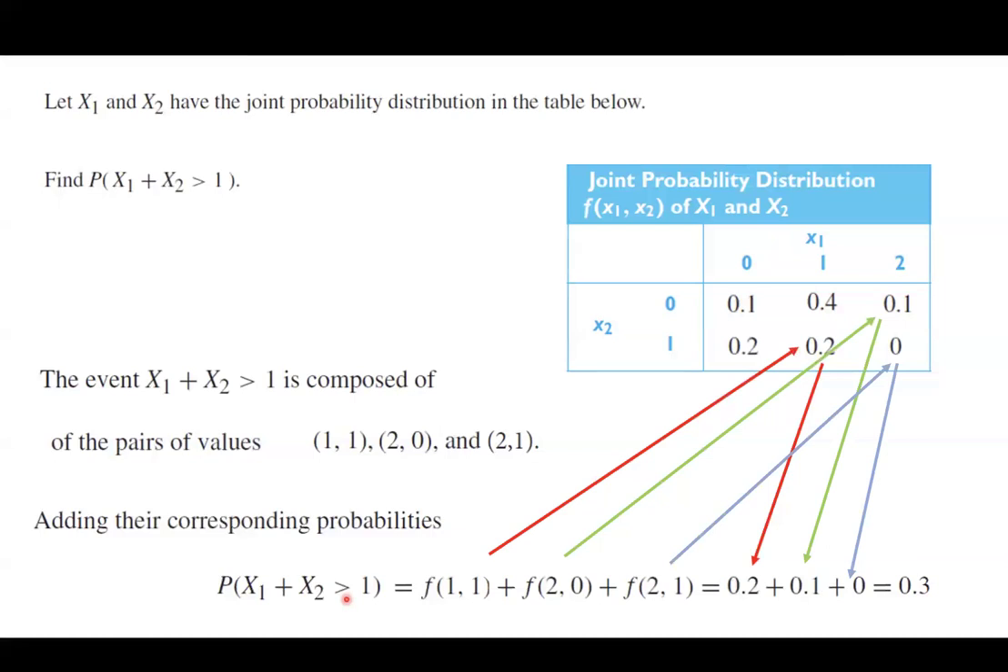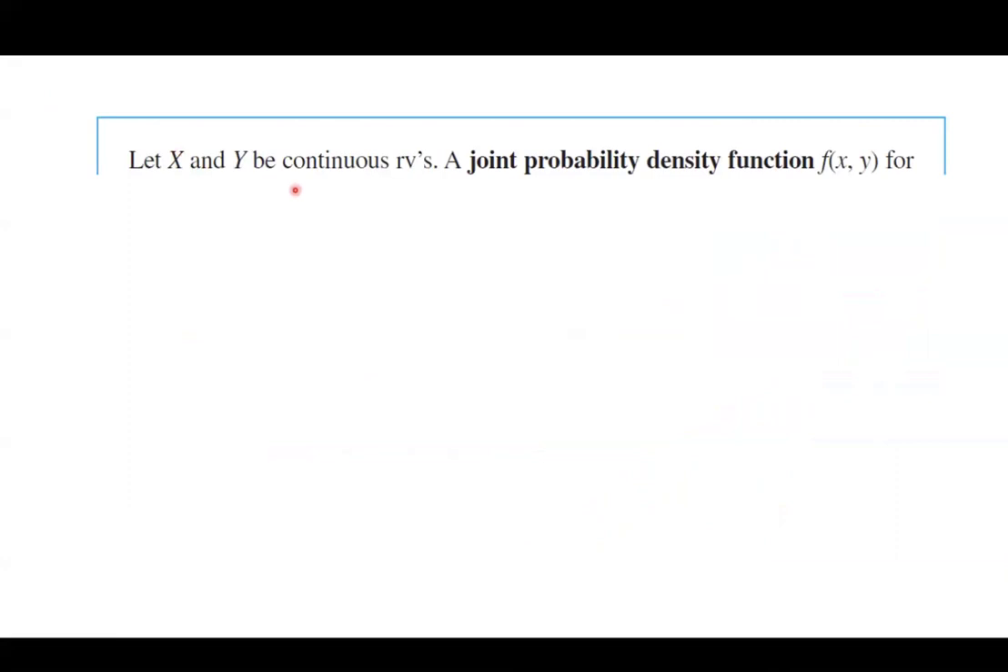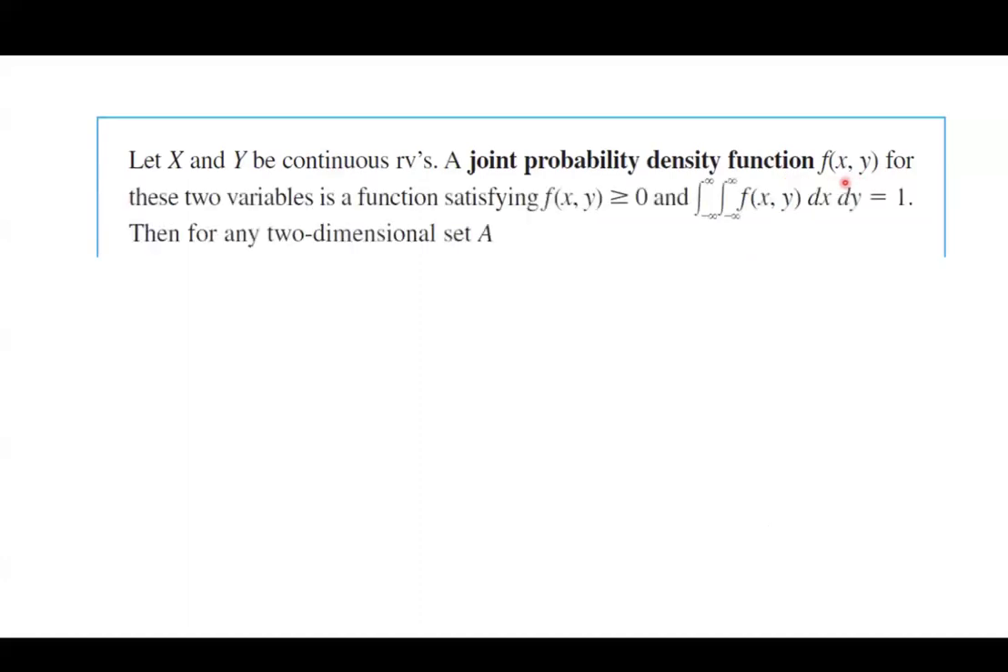Now I expect you to ask, what if we have continuous random variables? What should we do then? Let X and Y be continuous random variables. A joint probability density function f of x and y for these two variables is a function satisfying: the function must be more than or equal to 0, and the double integral, iterated integral, of f of x and y dx dy, as x and y range from negative infinity to infinity, is equal to 100% or 1.